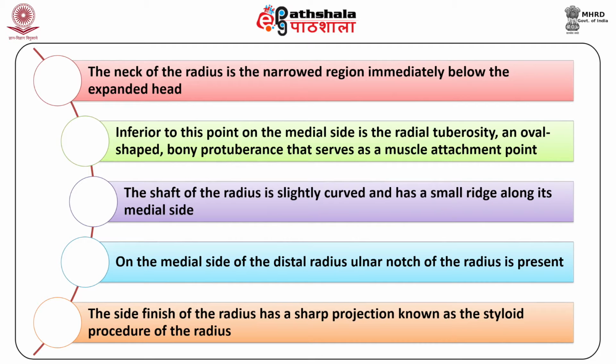Inferior to this point on the medial side is the radial tuberosity, an oval-shaped brawny protuberance that serves as a muscle attachment point. The shaft of the radius is slightly curved and has a small ridge along its medial side. On the medial side of the distal radius, the ulnar notch of the radius is present. The distal end of the radius has a sharp projection known as the styloid process of the radius.